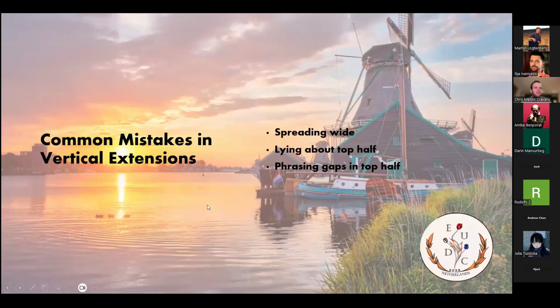Okay, very briefly then, Amitai is going to cover some of the common mistakes, and then we'll continue with this part, I believe. Great.